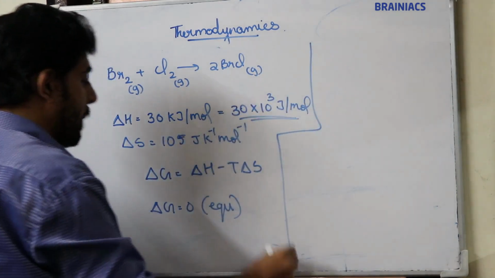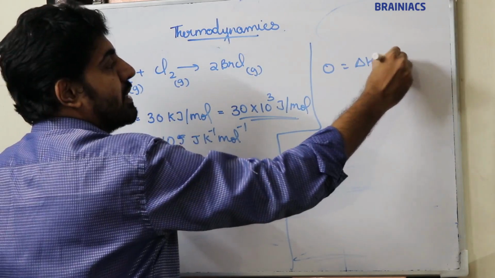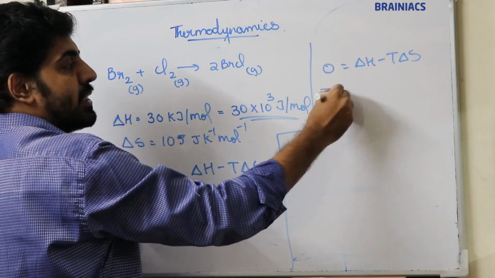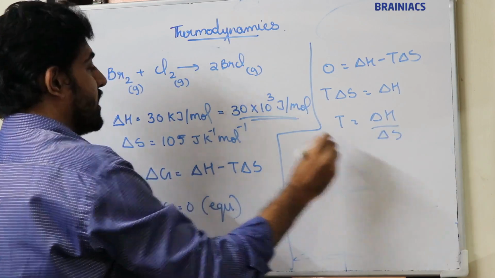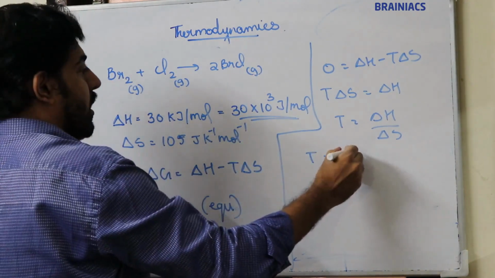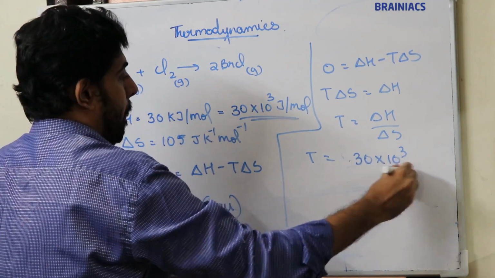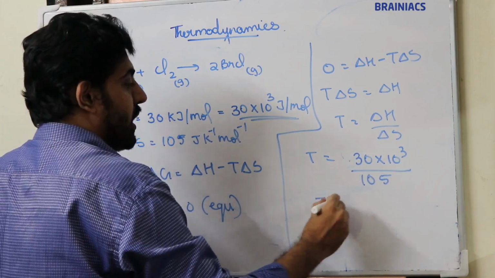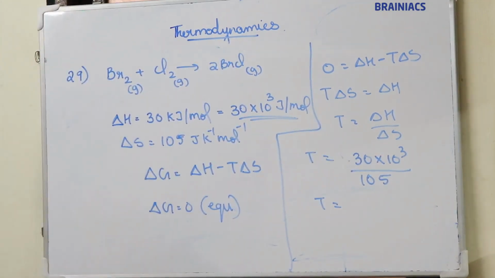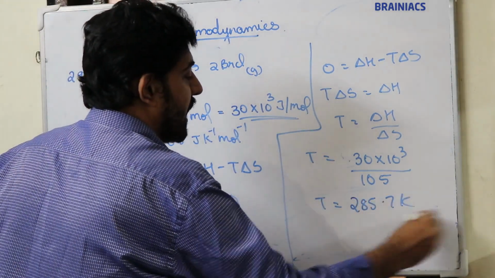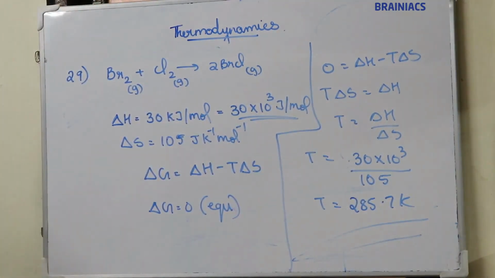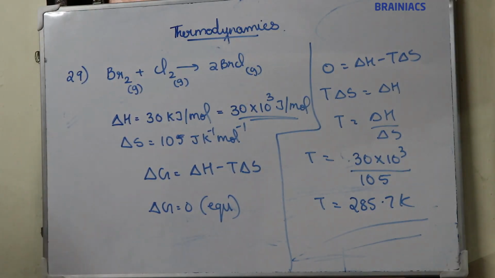So the equation will become 0 is equal to delta H minus T delta S. Taking T delta S to the other side, T delta S is equal to delta H. So T is equal to delta H by delta S. So T is equal to 30 into 10 raised to 3 divided by 105, you will get 285.7 Kelvin. I think it's clear. Answer is option 1. Option 1 is the right answer.